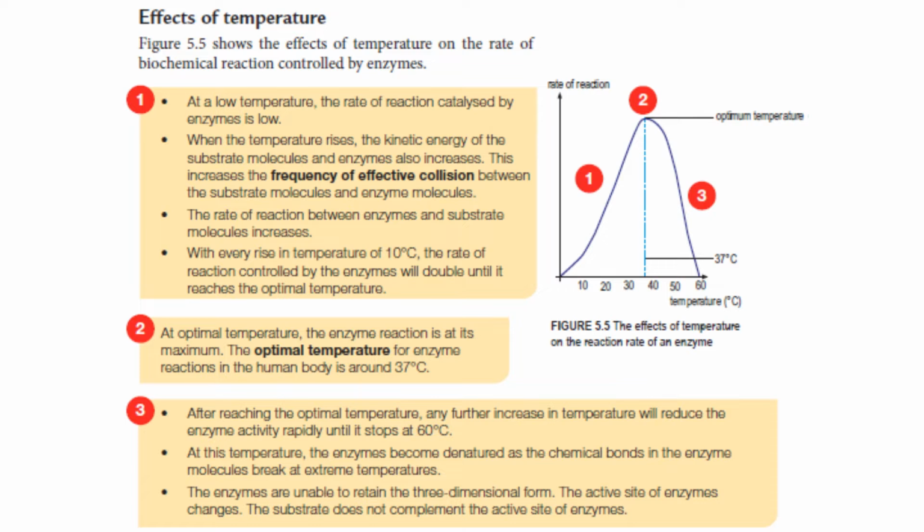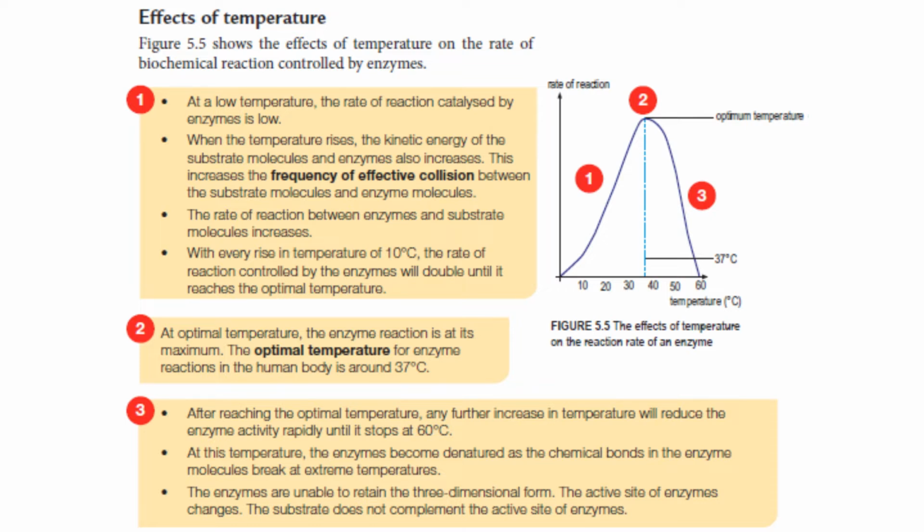For the first factor that will affect the rate of enzyme reaction is temperature, right? The chemical bonds in an enzyme can be easily transformed as a result of chemical changes and physical conditions. So, how will the temperature affect the rate of enzyme reaction? Regarding the graph, the first phase shows that at low temperature, the rate of reaction catalyzed by enzyme is very low.